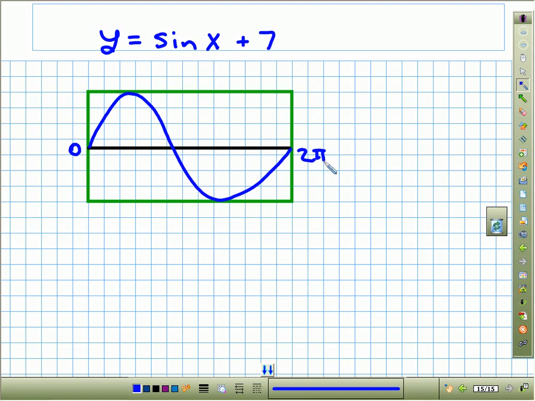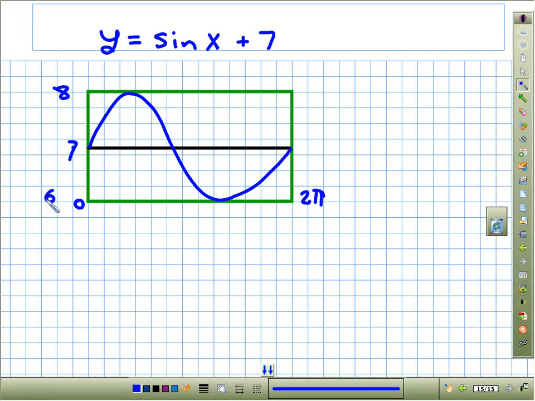Now, here's what we need to figure out. What is this line right here that the sine is being oscillated about? Let me put 0. That's right, it's 7. And I'll put the 2 pi down here. So this graph is oscillating about 7. What is this high point up here? 8, that's right. And what about down here? 6, that's right. So that's very simple.